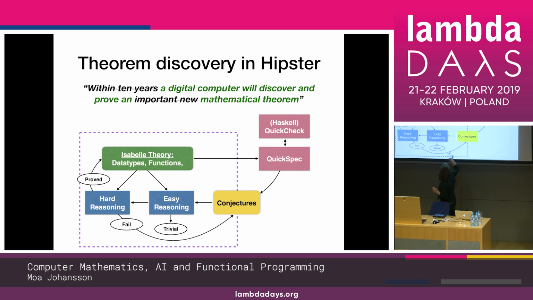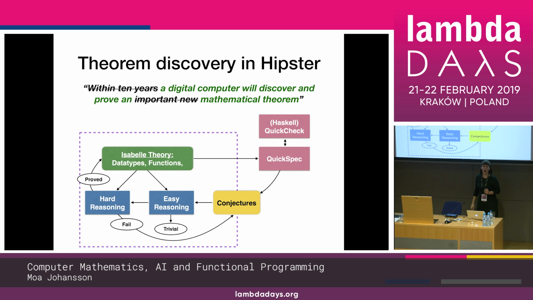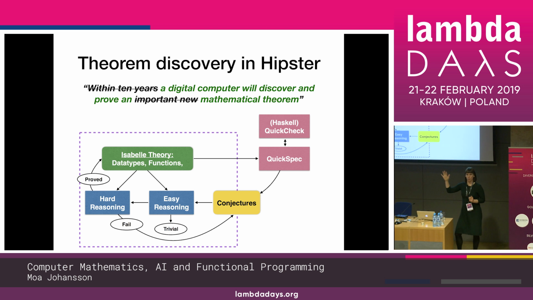If it fails, it puts it back in this queue, and maybe when it proves something else, it will succeed the next time around, and that's what happened. That's also why it took quite a long time in the insertion sort example, because it needed to go around a few times before it had all the lemmas that it needed.